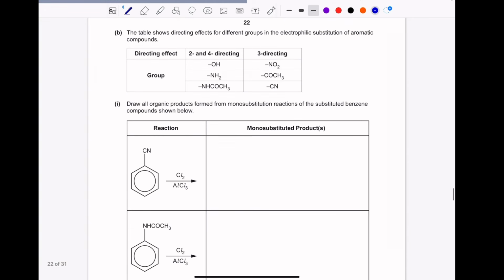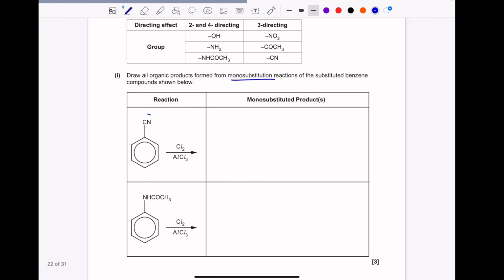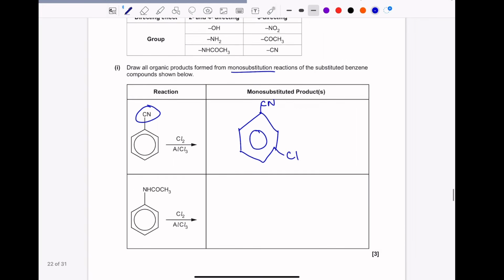Then for the next question, Part B shows a table with the directing effects of different groups in the electrophilic substitution of aromatic compounds. Draw all organic products formed from monosubstitution reactions of the substituted benzene compound shown below. So first we have cyanide, which looks to be 3 directing. So we draw the same structure again, but on carbon 3 this time, we show chlorine. So cyanide takes the position of carbon 1, so here would be carbon 3.